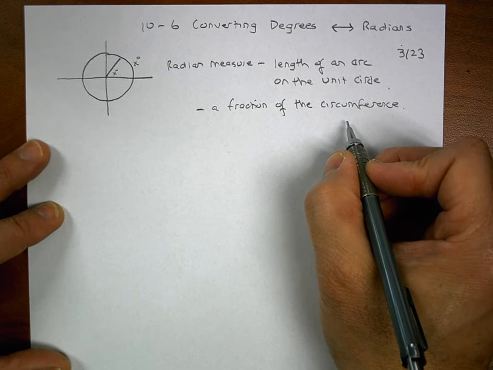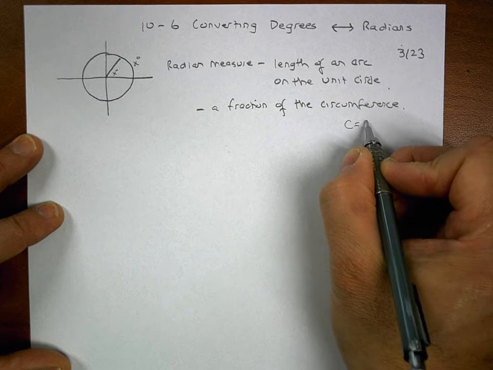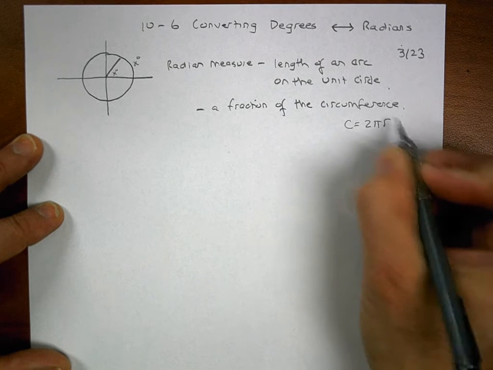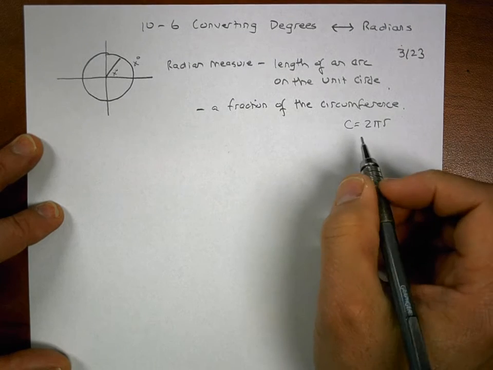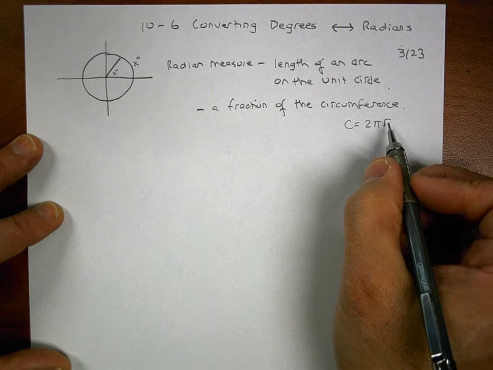Do you guys remember what the formula for circumference of a circle is? 2 pi r. Okay, so circumference equals 2 times pi times the radius. Which on a unit circle is kind of easy, isn't it? It's 2 pi times 1. Okay, but we'll get to that.